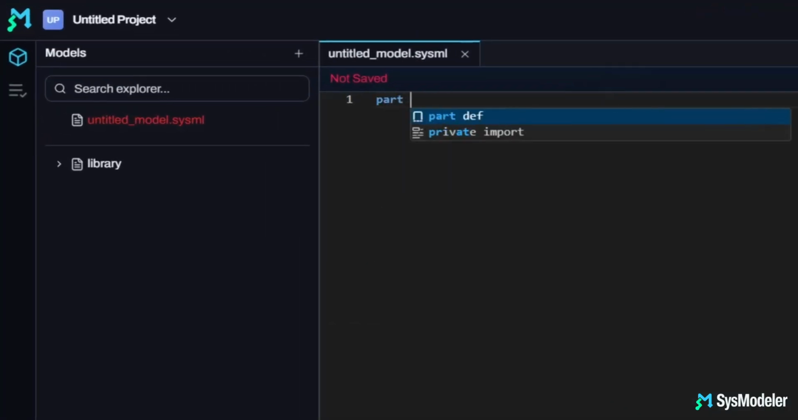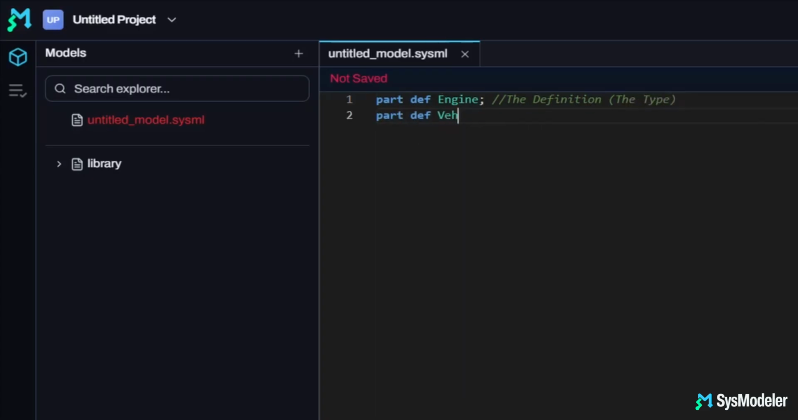Let's look at this concept in action with a simple SysML v2 example. First, we define an engine. Part def engine. This line defines what an engine is. It is the reusable blueprint or type. At this point, the engine is not placed anywhere and is not part of any system.